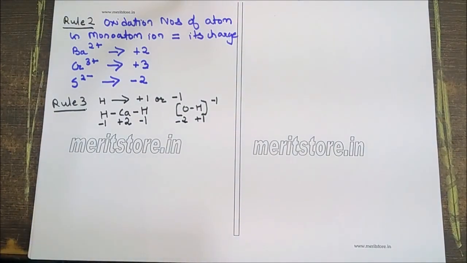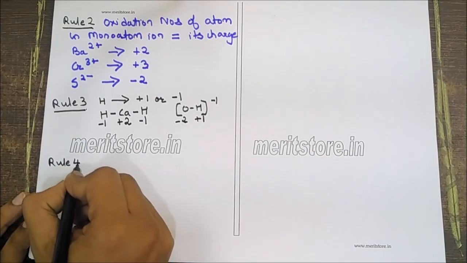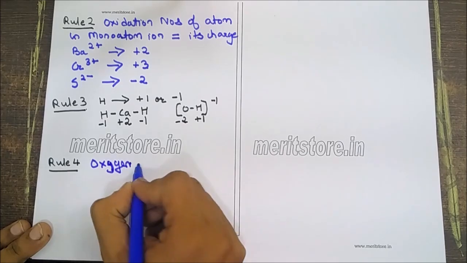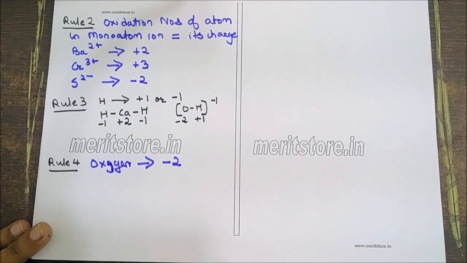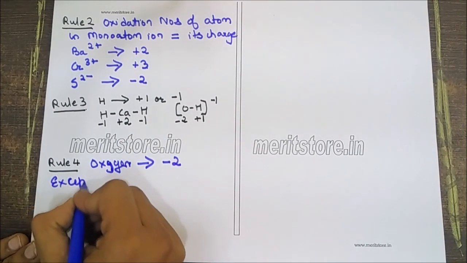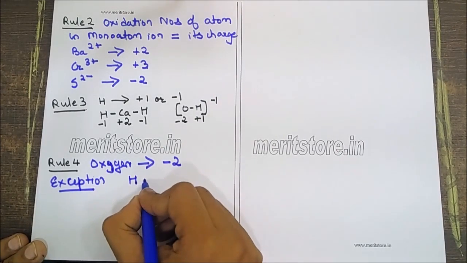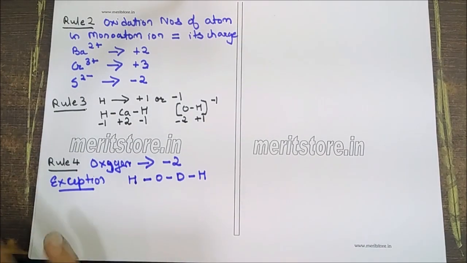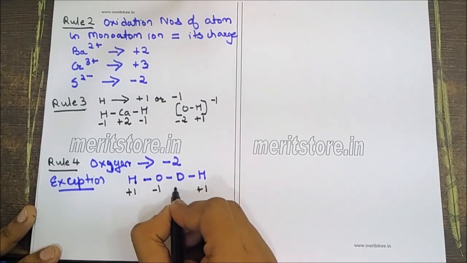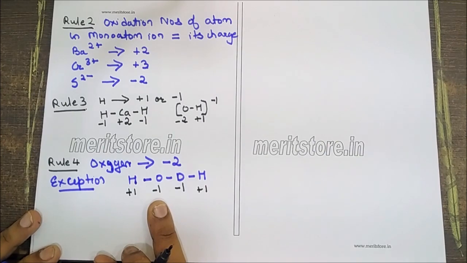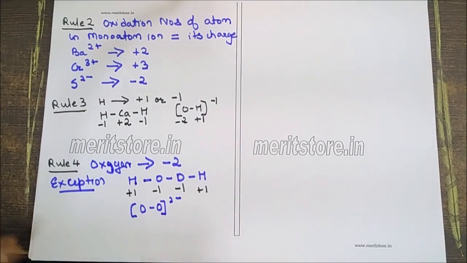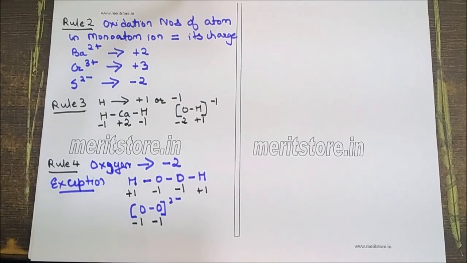Next rule, rule 4. Rule 4 is for the oxygen atom. So the oxygen atom always has an oxidation number of minus 2. Now for this, there are some very important exceptions. Exceptions are peroxides. If I'm considering hydrogen peroxide, see here, hydrogen has an oxidation number of plus 1. So each oxygen atom has an oxidation number of minus 1. So this is the first exception. Similarly, when it is O2 2-, each atom has an oxidation number of minus 1.